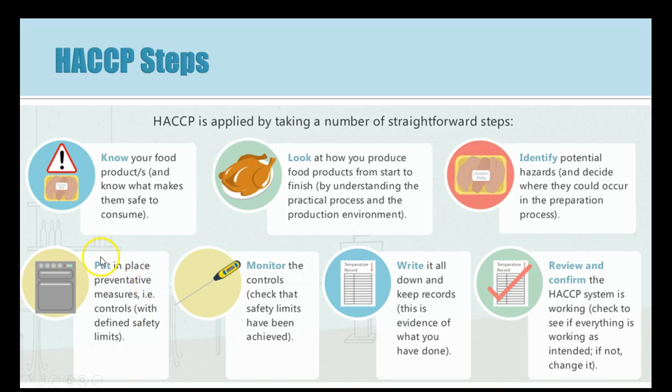Now, it's not enough to just put these preventative measures in place. You actually have to monitor these critical points to make sure that the safety limits are actually being achieved. You also need to write down and keep records of this because this is the evidence that you will then present to your local council to show that you are actually upholding the law. And you also need to review and confirm to make sure that everything is working as intended. And if it isn't working, or you are still getting outbreaks of food poisoning or food contamination, what can be changed to make sure that it is working correctly?